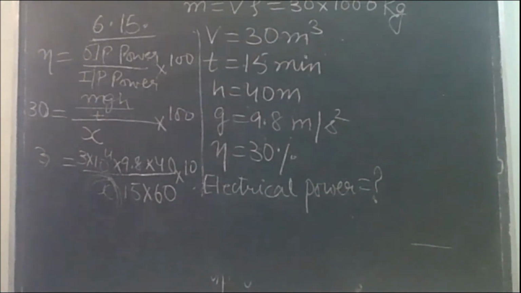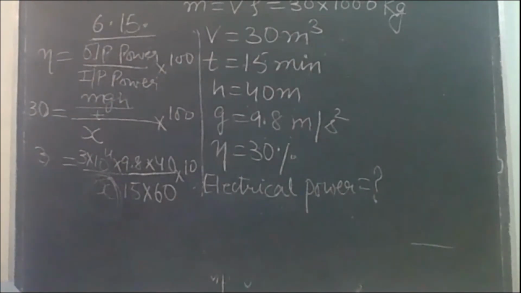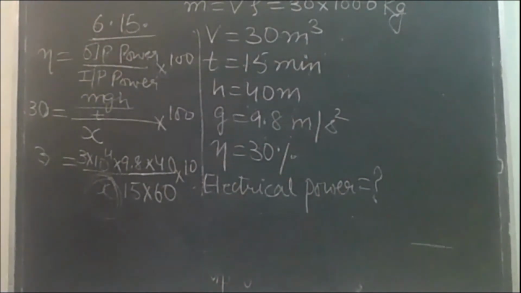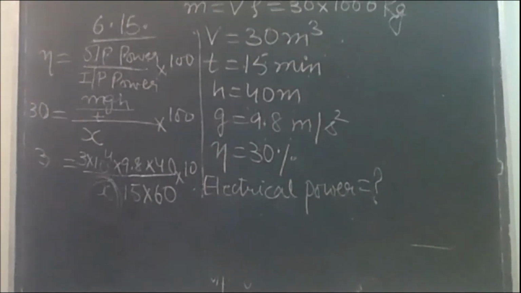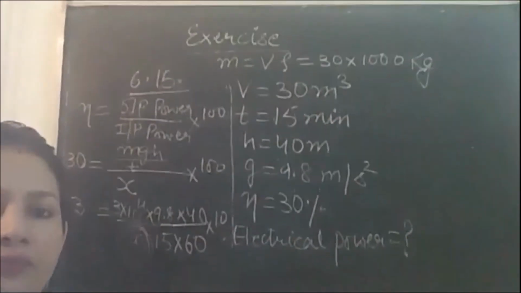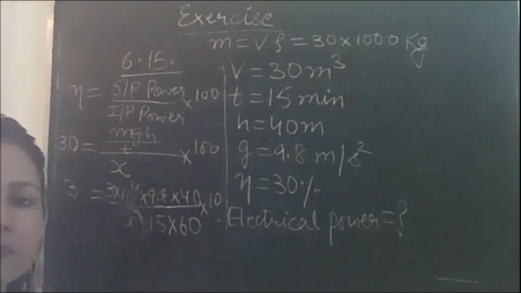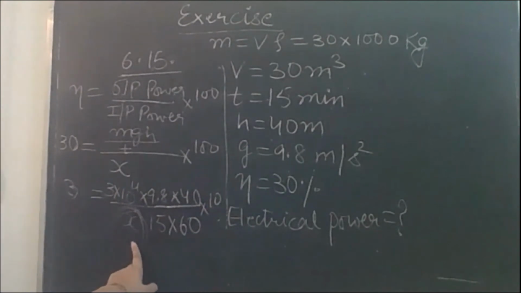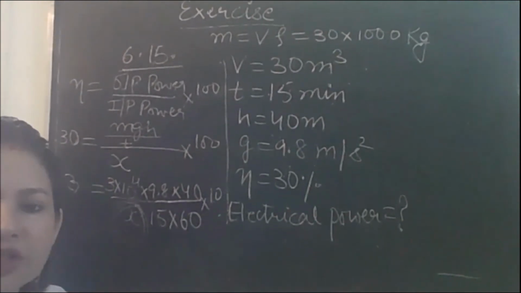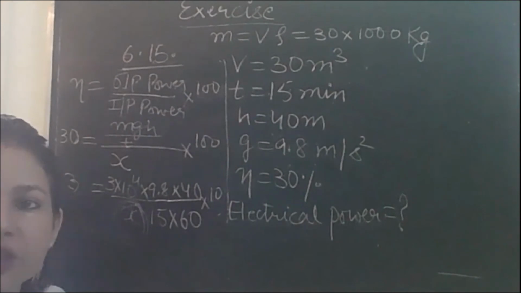The answer will be 43.5 kilowatt. All right, 43.5 kilowatt, that is your answer. Got it? Is the question clear to you? So have a look from the beginning. x is electrical power, the input power that we wanted to find out. So I'm going to share the next question with you. If you have any doubts in this question, you can tell me.